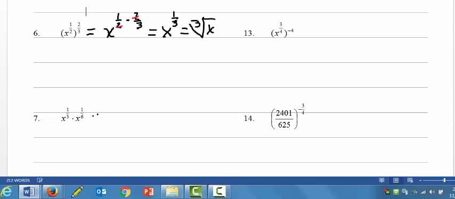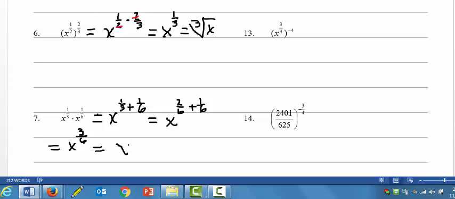X to the 1/3 times x to the 1/6 is x to the 1/3 plus 1/6. I need a common denominator to add these exponents. So I'm going to multiply numerator and denominator of 1/3 by 2 to get 2/6. So the power on x is 2/6 plus 1/6, which is x to the 3/6, which reduces, the power on x reduces to 1/2. So this is the square root of x.